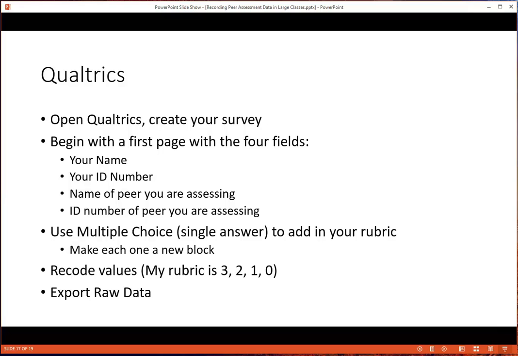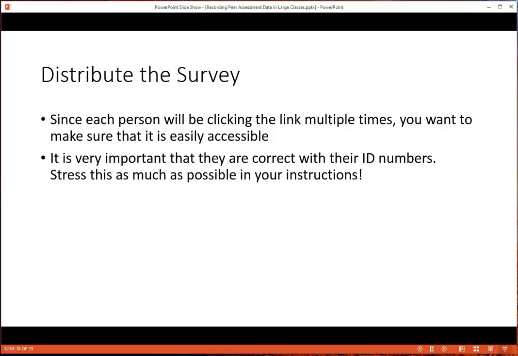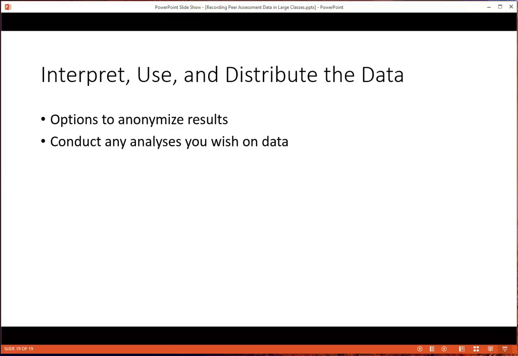So after you've recoded the values, you've exported the raw data. Obviously, you do that after you've distributed the survey. Make sure your links are easily accessible. Very important that you stress this idea of correct ID numbers. That's going to be your sorting variable in most cases. Finally, you interpret, use, and distribute the data. You have the option to anonymize your results. That can be useful. In some cases you might want to, in some cases you might not. If these people are working in these small groups consistently, then getting them into the habit of peer assessing each other and lowering the assessment stigma would be a good option.